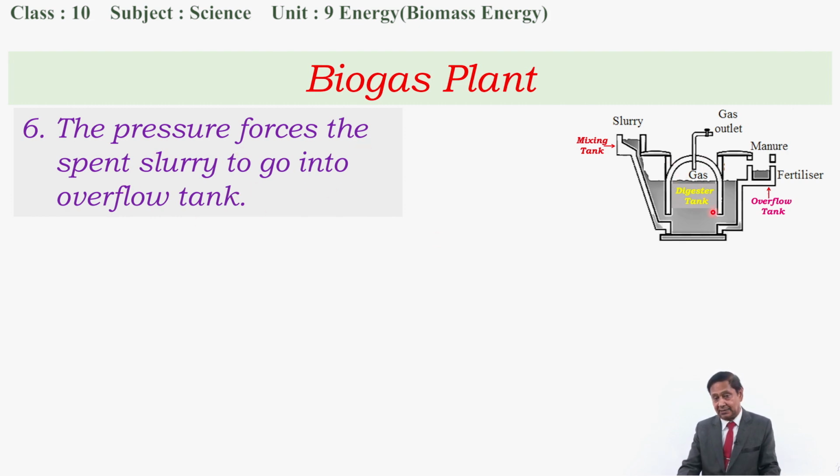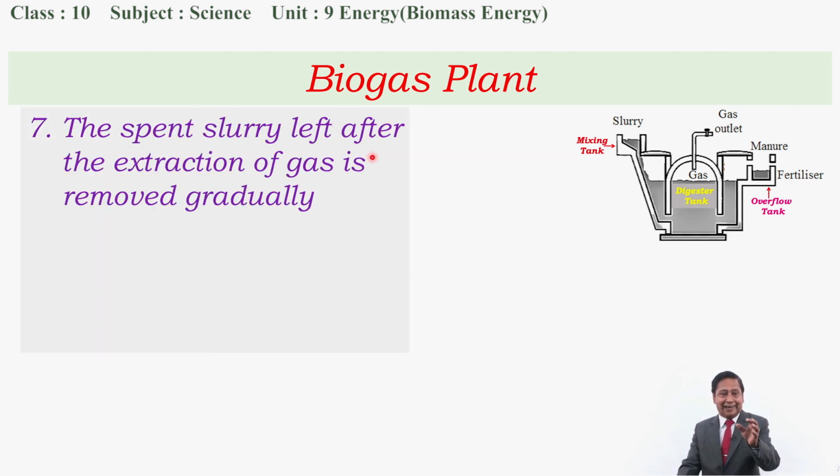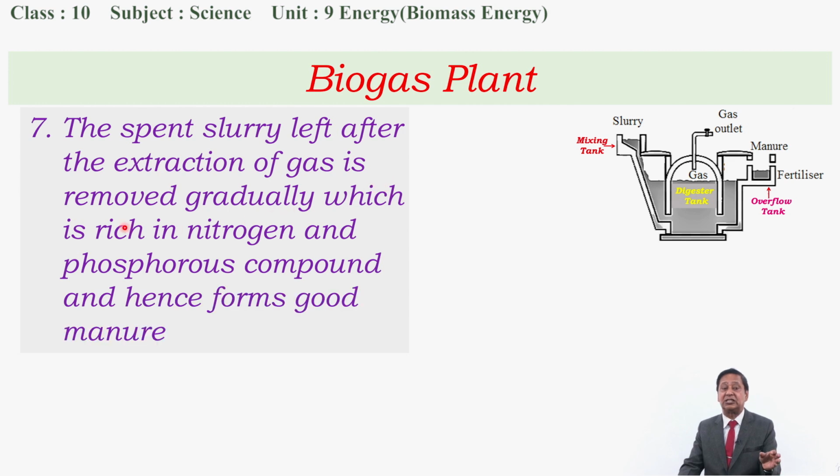The pressure of the gas pushes this remaining slurry into the overflow tank. And what happens? The spent slurry left after the extraction of gas is removed gradually, which is rich in nitrogen and phosphorus compounds, and hence forms good manure. Whatever is collected in this overflow tank is actually manure, and this manure contains mainly nitrogen and phosphorus, which are very, very good fertilizer for the plant. That's why we are getting fertilizer from the biogas plant also.